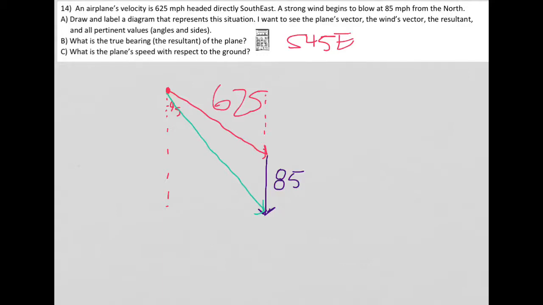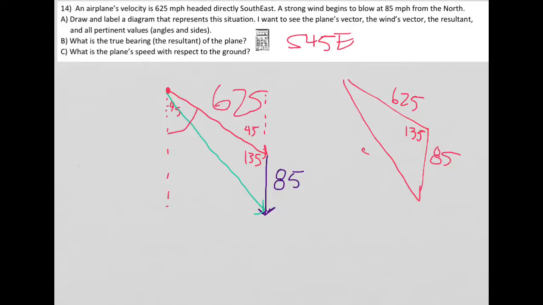First off, recognize that if we go straight up from that purple line, we know that's a north-south line, which means I have alternate interior angles. I know that pink angle right there is 45, which means that angle right there is also 45, which then makes this angle 135. Now, I hope you recognize that we have a law of cosines problem. We've got 135, we've got 625, and we've got 85 right there.